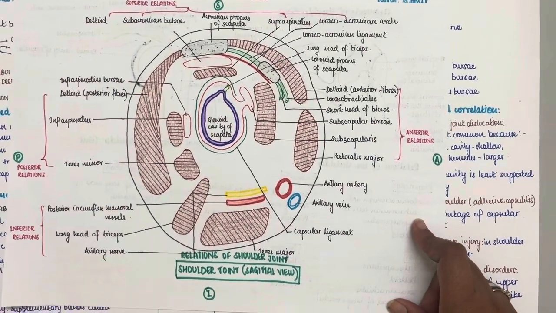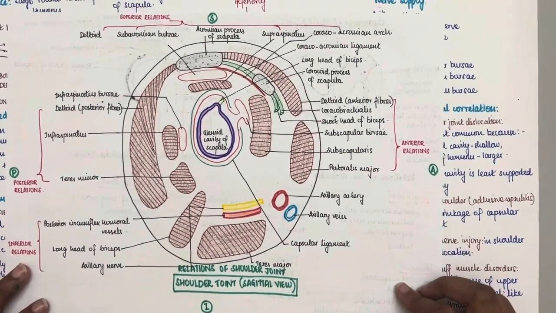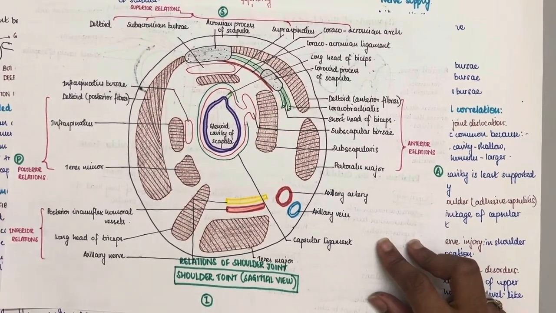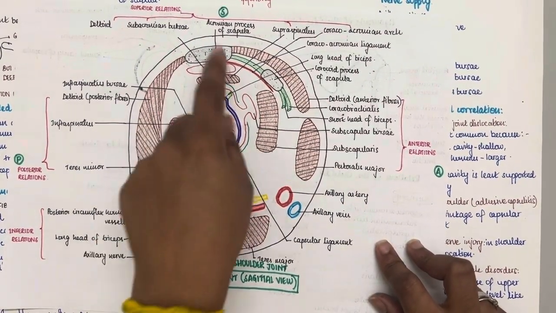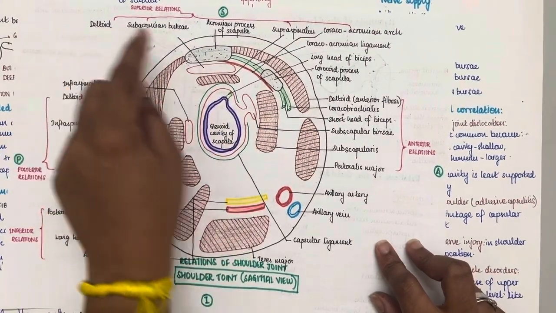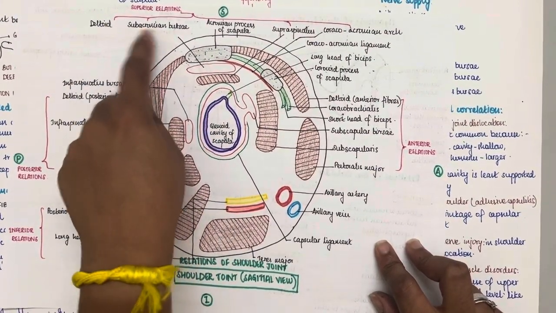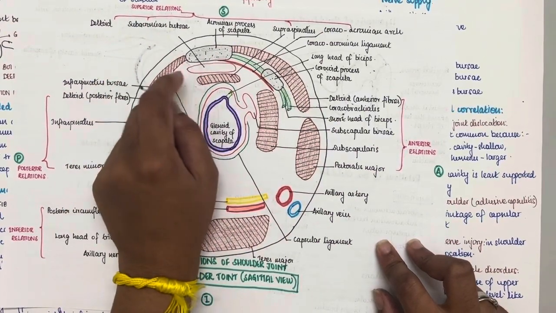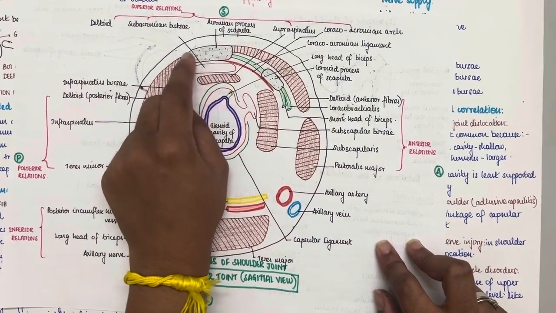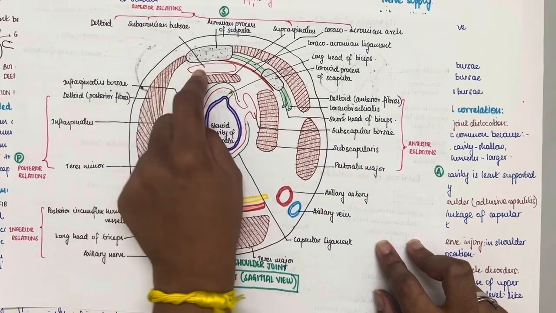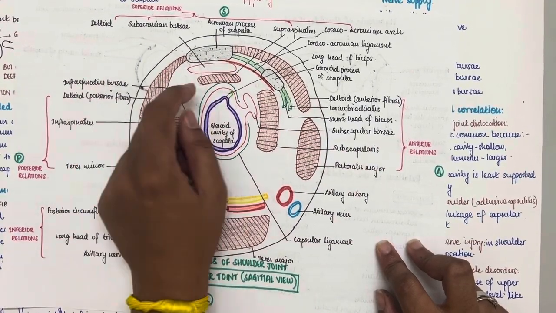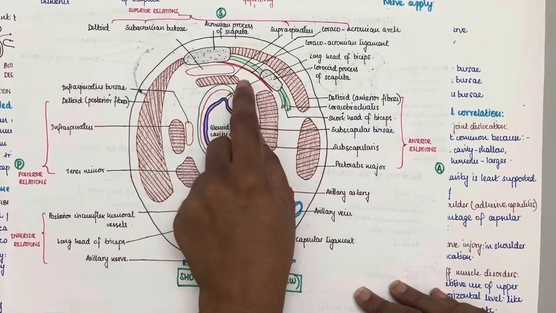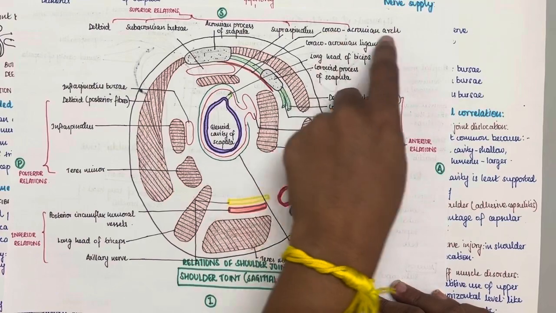So the superior part of the shoulder joint is contributed by certain muscles and bones, and then bursa. So muscles, this is deltoid, and then subacromion bursa. This is the acromion process of scapula. So below that is called subacromion bursa, and then acromion process, and then supraspinatus muscle, and then coracoacromion arch.